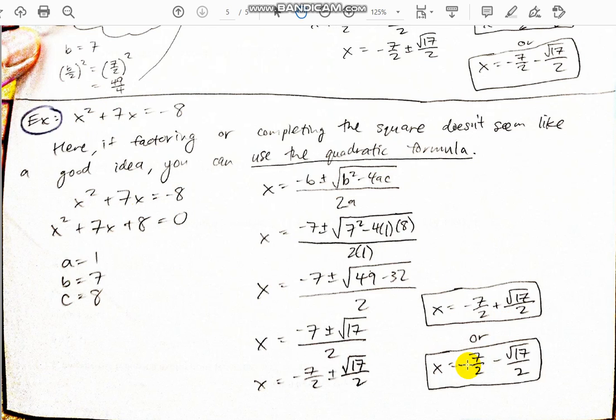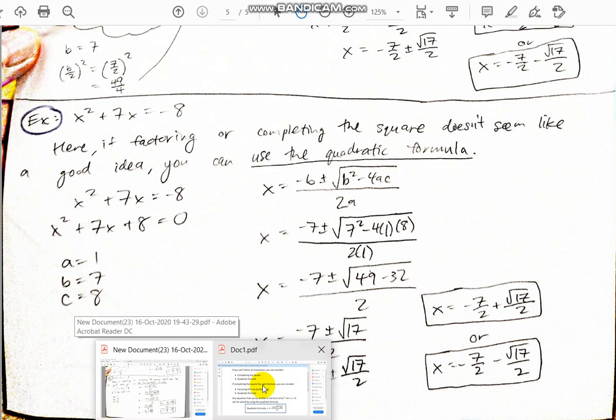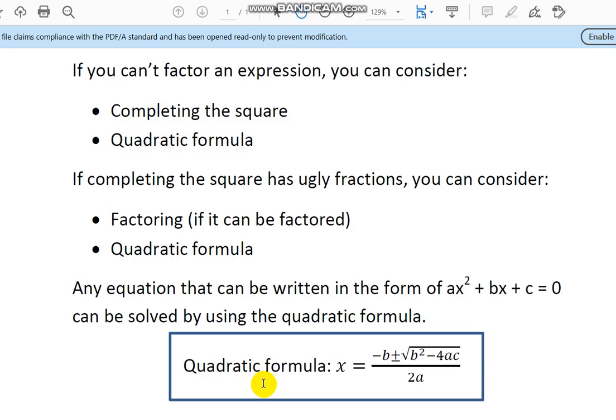Okay. Now, what I'm going to mention is just some interesting things, just to kind of summarize. Basically, as you've seen in the video, if you cannot factor the expression, you want to consider completing the square or quadratic formula. In most cases, I would say that if the b term is odd, just use quadratic formula. If completing the square has some really ugly fractions, you can consider factoring. And if it can't be factored, well, factoring is out of the question, and then you have to use quadratic formula.